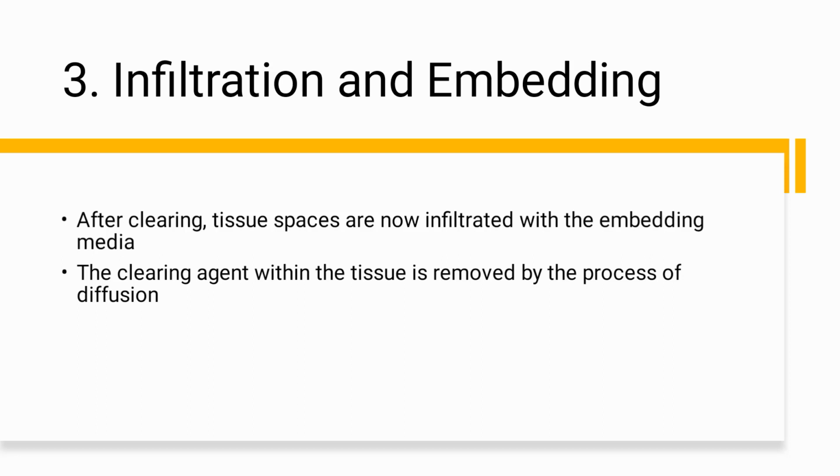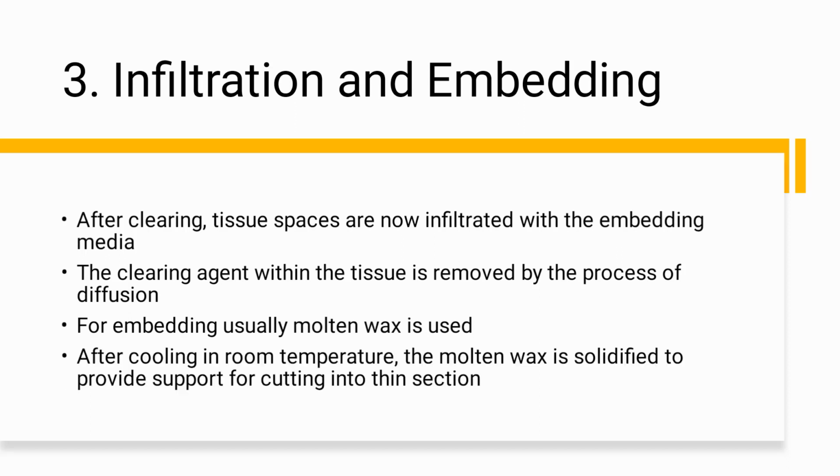That xylene is replaced by placing the tissue in an embedding medium. The embedding medium is usually a molten wax. The wax is cooled at room temperature and solidified. This solidification supports the cutting of the tissue into thin sections with the help of a microtome.